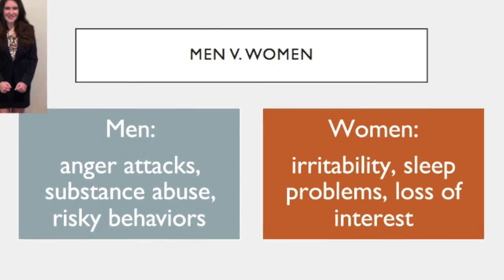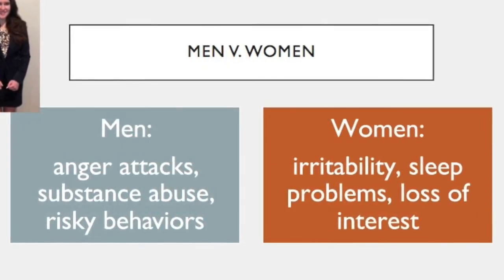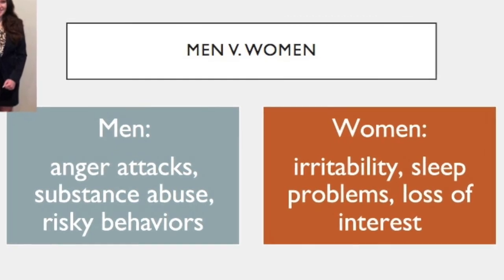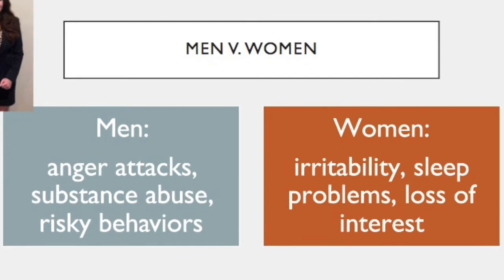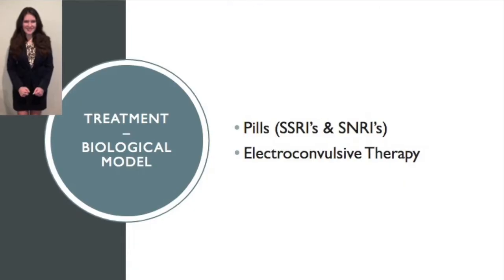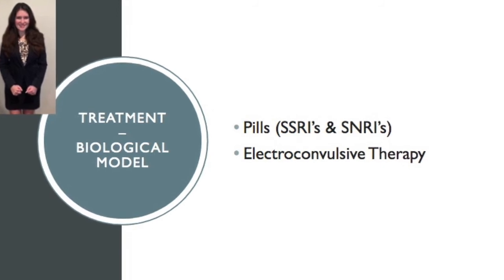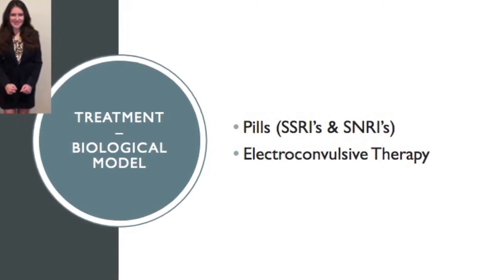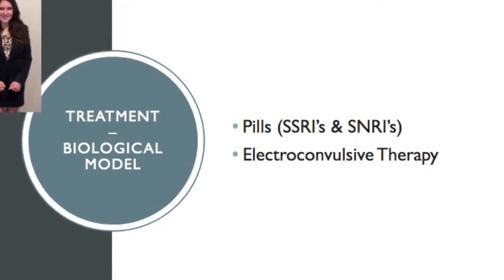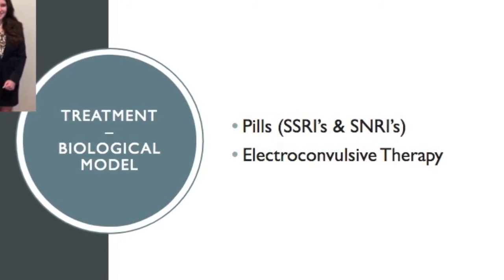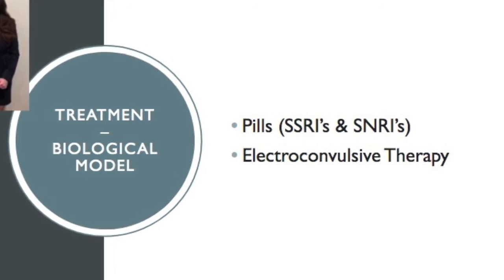For men, depressive symptoms can include anger attacks, substance abuse, and risky behaviors, while women's symptoms may include stress, irritability, sleep problems, and loss of interest. In order to look at treatment plans, we must go back to the 4 models. For the biological model, medications such as SSRIs and SNRIs are a form of treatment that can be used to minimize depressive symptoms. There is also electroconvulsive therapy, which involves brain stimulation.